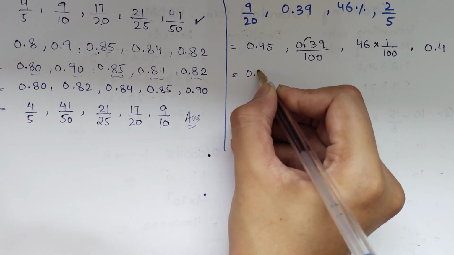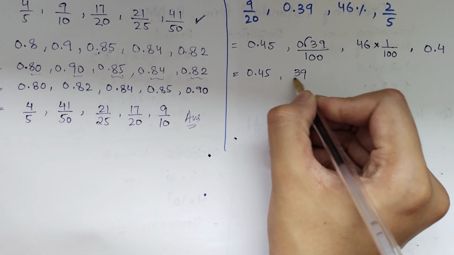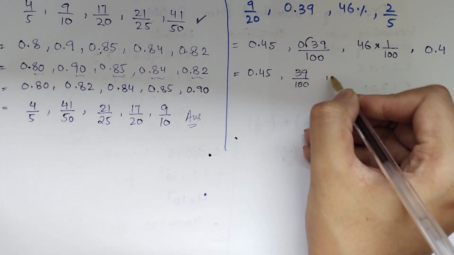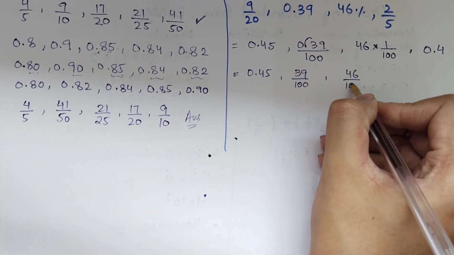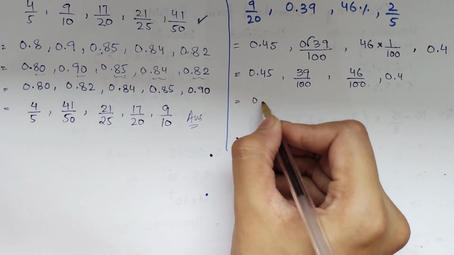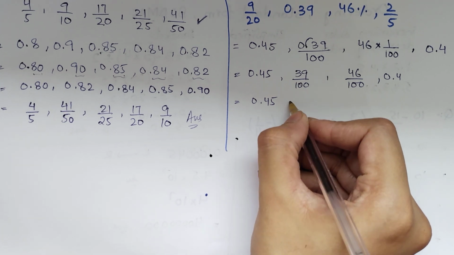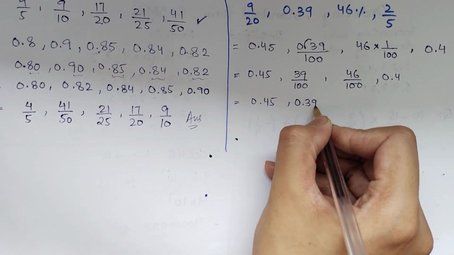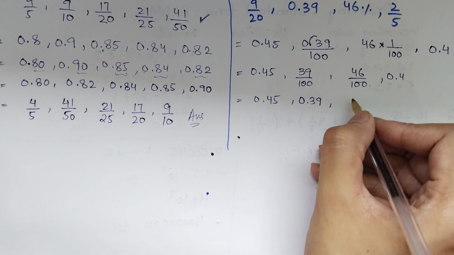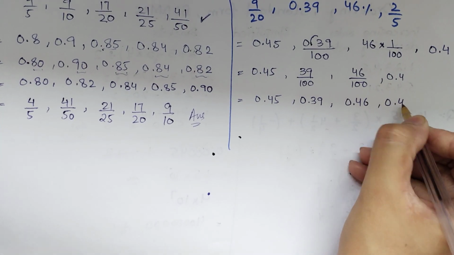Now it is 0.45. It becomes 39 over 100. It is 46 over 100, and the last one is 0.4. Now you can easily divide these numbers. 39 divided by 100, you know it becomes 0.39. When you divide 46 by 100, it becomes 0.46, and the last one is 0.4.